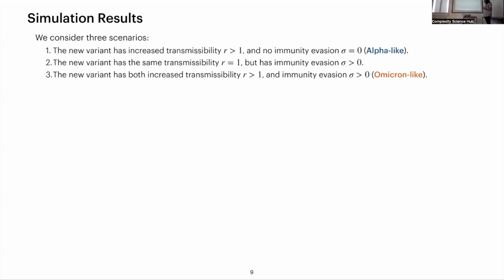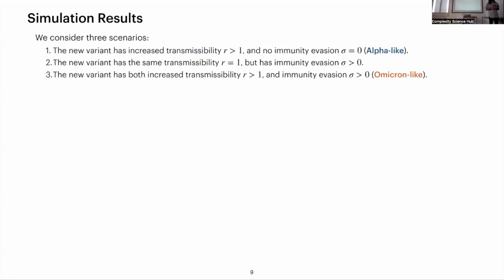The second scenario is where the new variant has the same transmissibility, but it has the ability to reinfect. And the third scenario is when the new variant has both advantages, so increased transmissibility and immunity evasion. This is actually more similar to the Omicron case during the COVID-19 pandemic. So we call it the Omicron-like scenario.